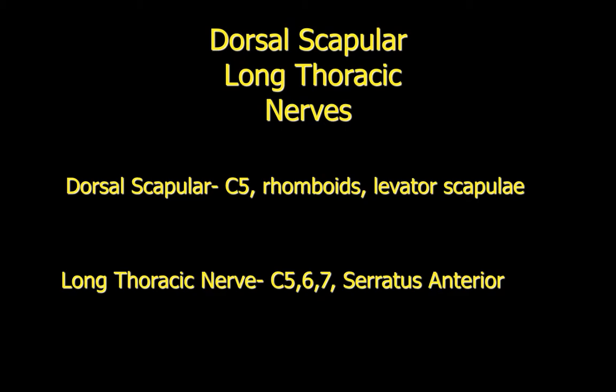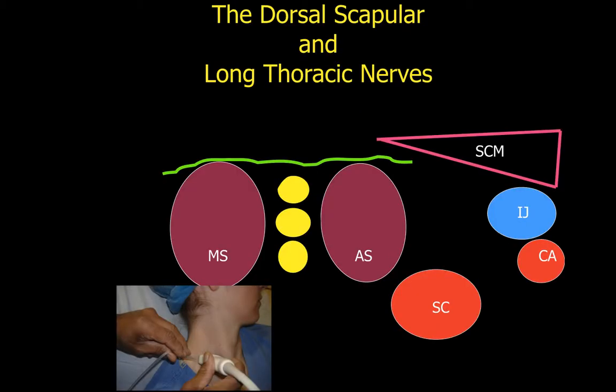These are the most superficial branches of the brachial plexus and can be seen within the body of the middle scalene in most patients. Their positions relative to the scalene muscle make them vulnerable to injury during an approach to the brachial plexus through the middle scalene muscle.